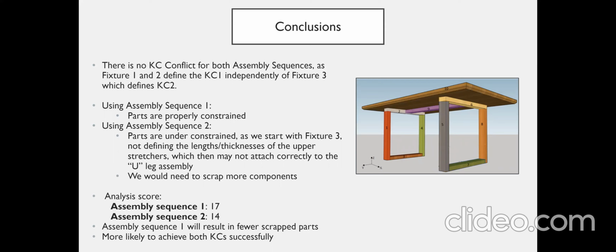First, we found that these 2 assembly sequences did not result in any KC conflicts, since fixture 1 and 2 both define KC1 independently of fixture 3, which defines KC2. Another big part, as Athreya mentioned, is that with our assembly sequence 2, we aren't able to control that U shape. And so what might happen is that we have issues achieving KC1, in which case we would have to potentially scrap a whole U shape. So all in all, our assembly sequence 1 seemed to have performed better and will result in fewer scrap parts and is more likely to achieve our KCs successfully.